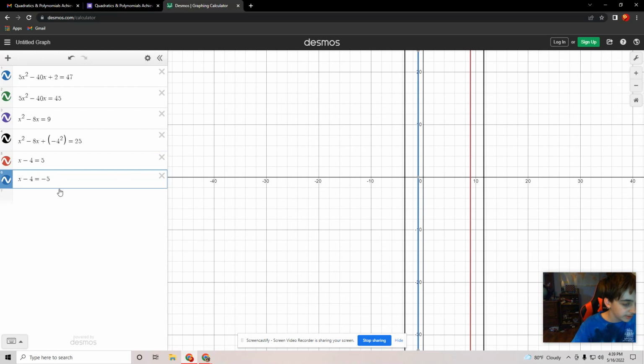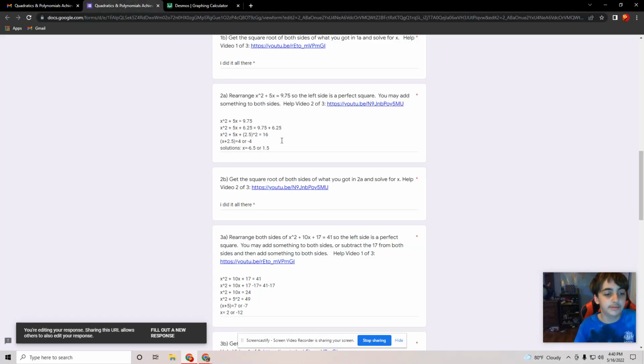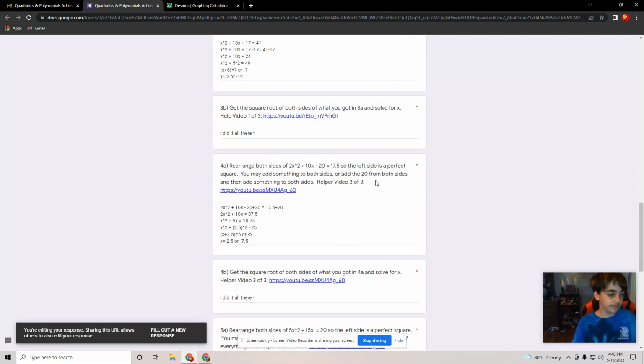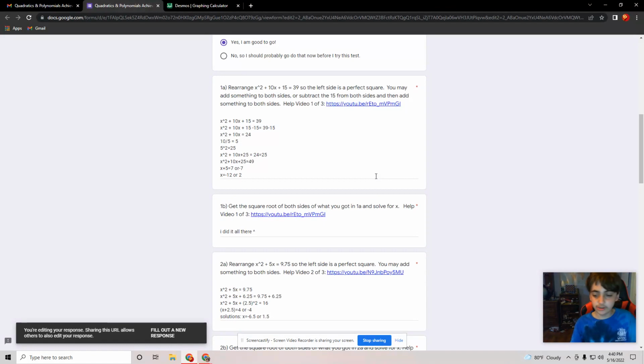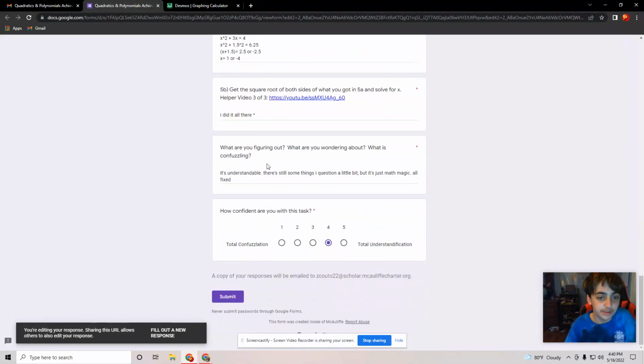So your solutions, x equals negative 1 and x equals 9. And the lines go right through, just like that. So that's how you do those kinds of equations, like that. I believe all of these are like that. Yes. Some of them you don't need to do step 1 or 2, but you definitely need to do 3 through 5 for all of them. And there's a little bit of math magic involved in it all.